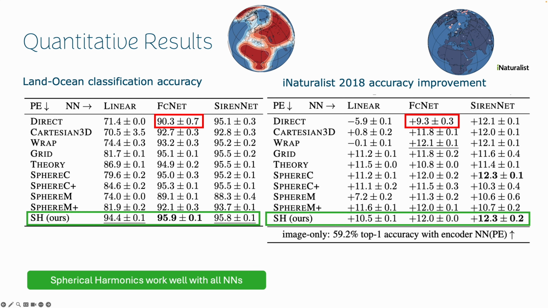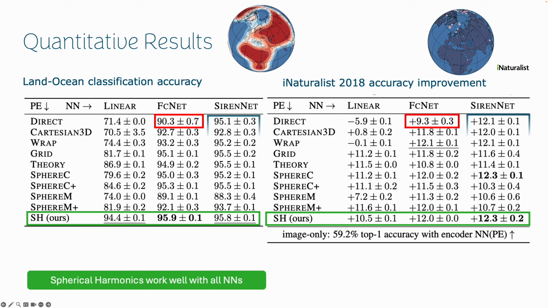But what we also see is that with the right set of basis functions for the sphere, like spherical harmonics, the choice of the neural network doesn't matter so much anymore. Even this linear layer that you see here in the second column is performing relatively well, even though it's just a linear combination of weights with spherical harmonics. And the FCNet performs well, and also the SirenNet performs well.